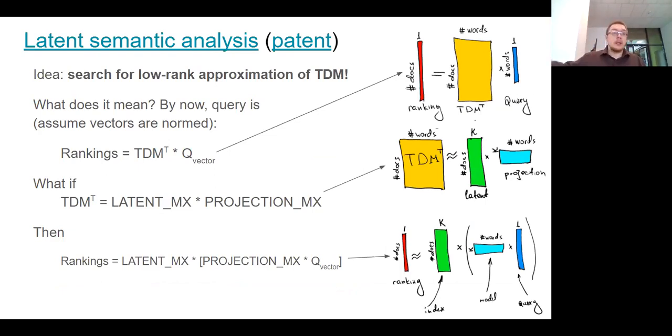And latent semantic analysis says the following. Let's do the following, and it should work in the search task. We will search for a low rank approximation. What does it mean? What is the rank of a matrix? What do you know about rank? So what's the rank?